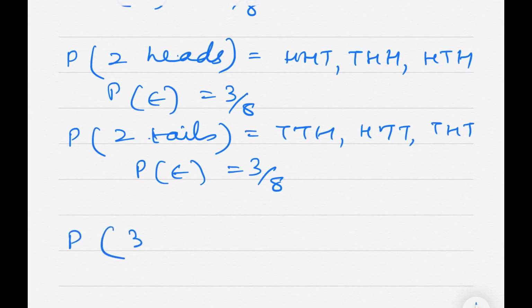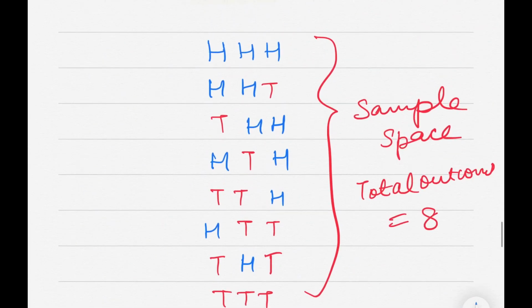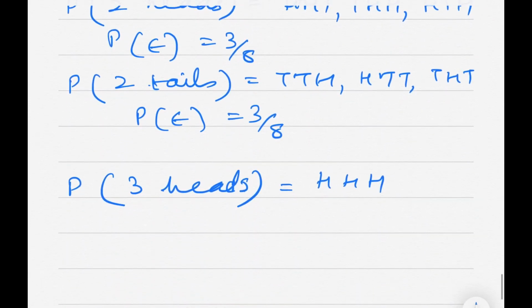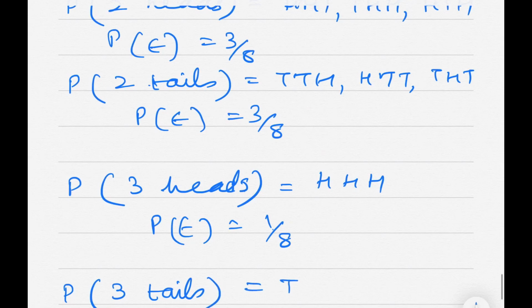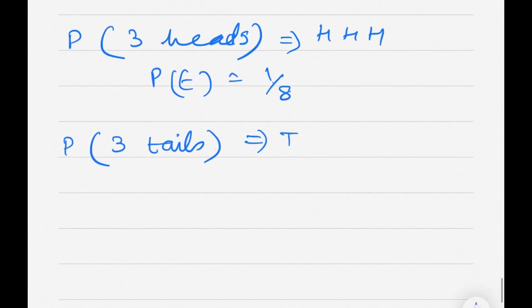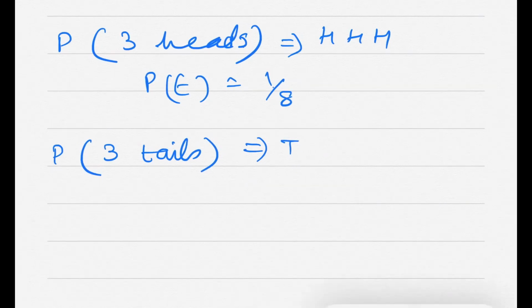Now the probability of getting three heads. Let's see. Three heads will be only one outcome, I think. So this will be the only outcome, three heads, right? So my probability of this event will be equal to 1 by 8. Similarly, for the probability of three tails, my option is tail, tail, tail. So my probability of this event is also equal to 1 by 8.